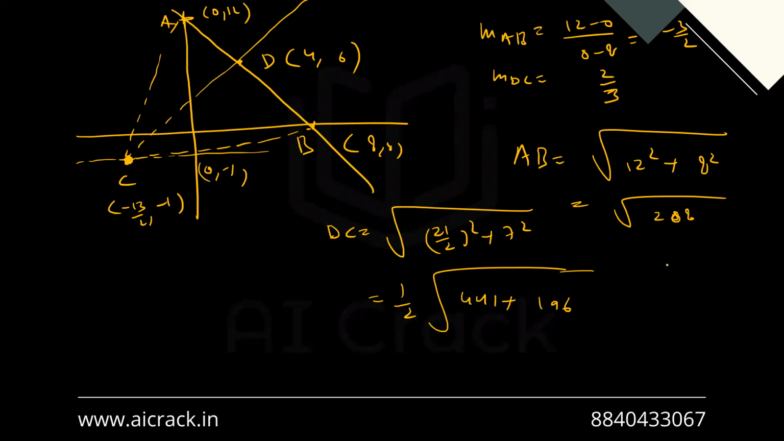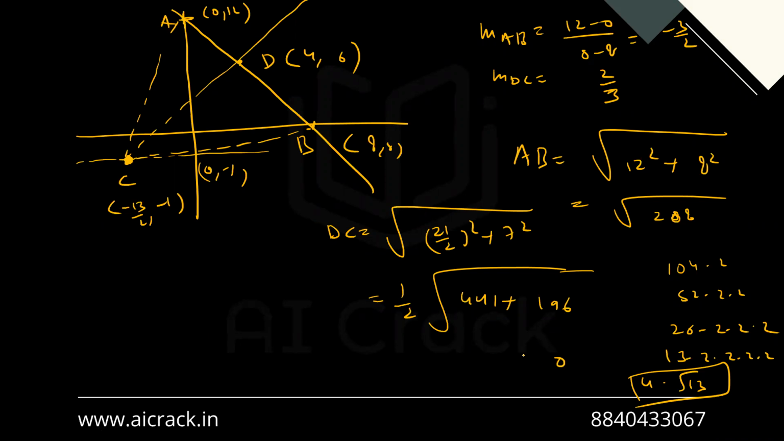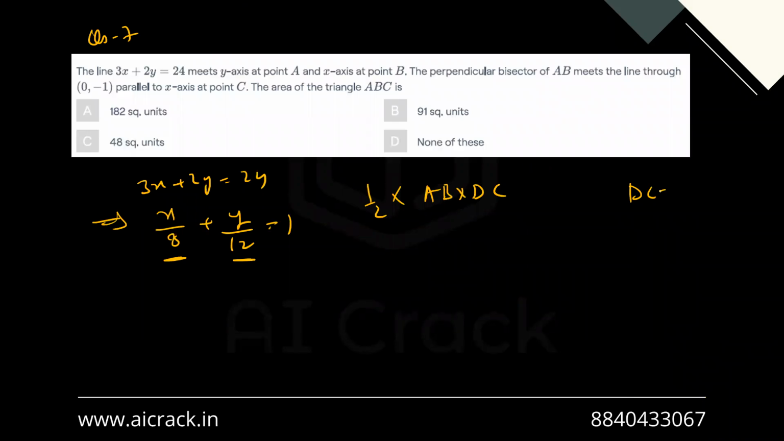Now if you look closely at under root 208, that is 104 times 2, that is 52 times 2 times 2, that is 26 times 2 times 2 times 2, and 13 times 2 times 2 times 2 times 2. Basically, this is 4 times root 13 if we talk about this distance AB. I've done this just to show how you should arrive at it quickly. Okay, and this one is 441 plus 196, that comes out to be I think 637. So DC is equal to under root 637.